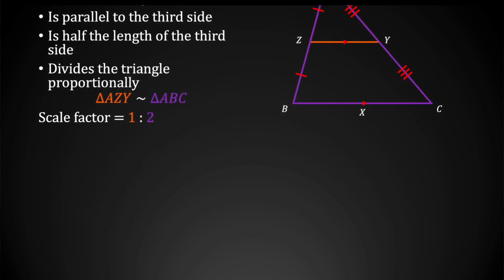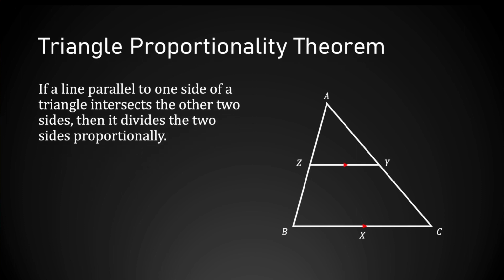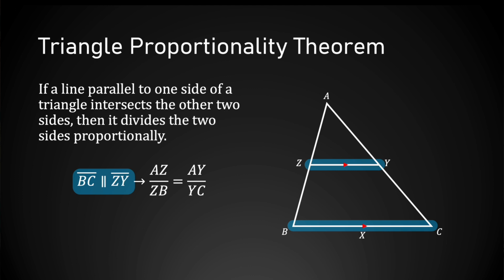This leads perfectly into the triangle proportionality theorem. It says that if a line parallel to one side of a triangle intersects the other two sides, then it divides those two sides proportionally. I realize that's a lot of words, but here's what that looks like in the diagram. BC, one of the sides of the triangle, is parallel to ZY, which intersects the other two sides. That means that the ratio of AZ to ZB is equal to the ratio of AY to YC. Since we have two equal ratios, we have a proportion.